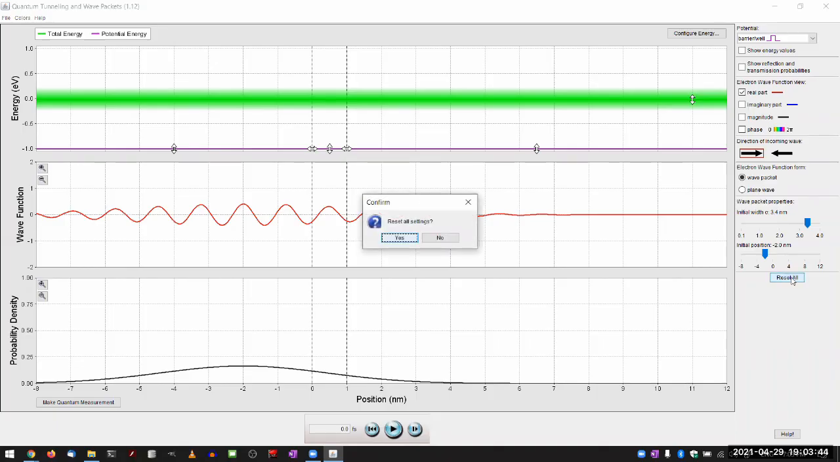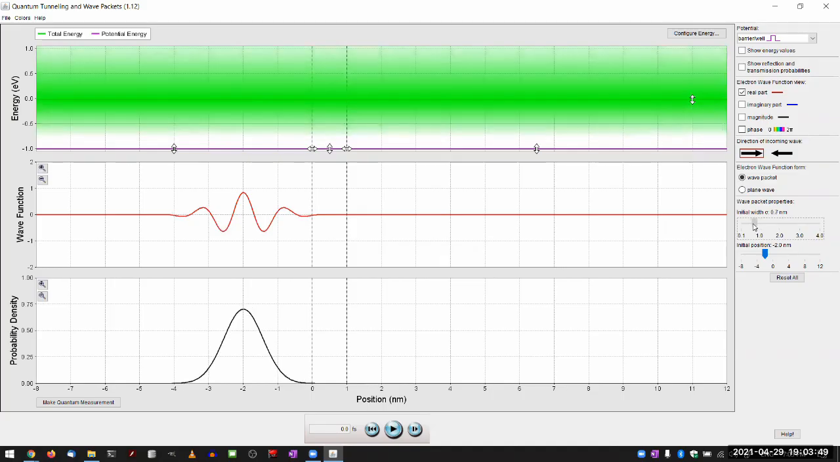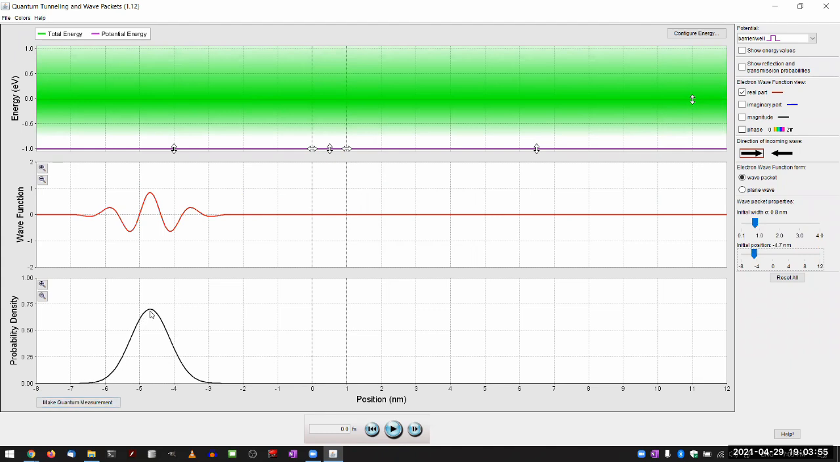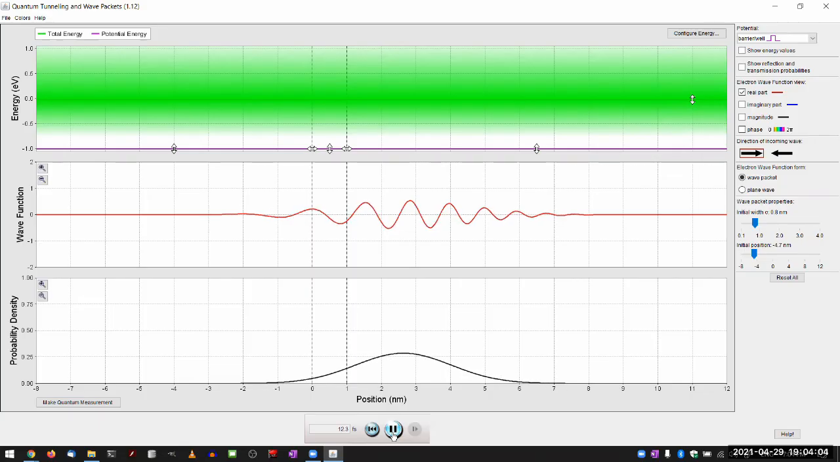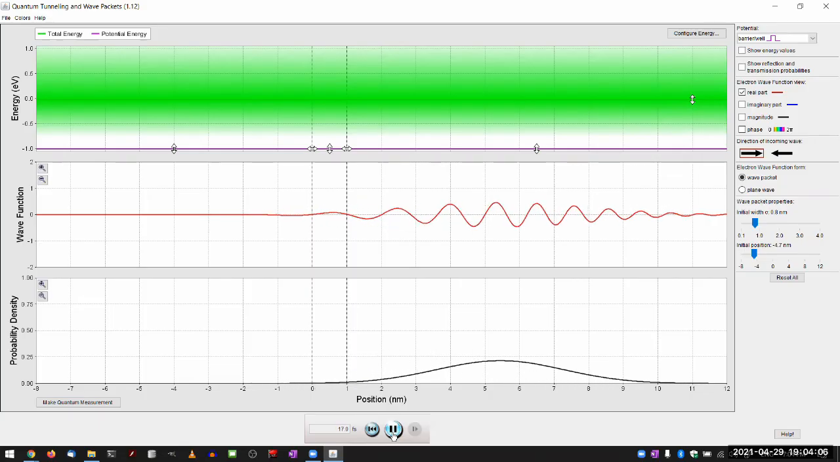Now, when I return this to the width that it was around, then you will see something change a little bit. So with this more highly localized particle, watch what happens as it moves across. You see it spreading out. And there's a reason for that.